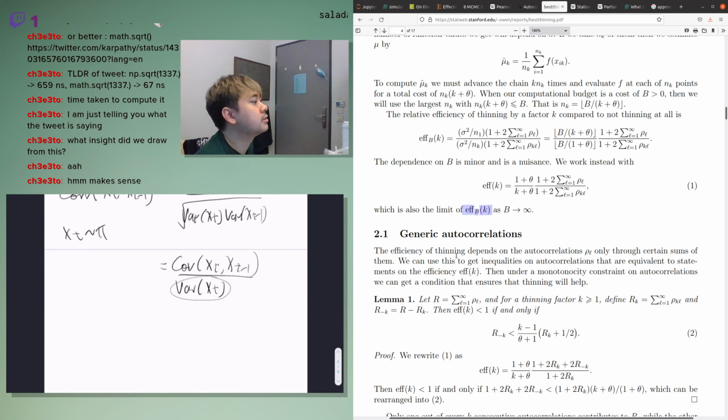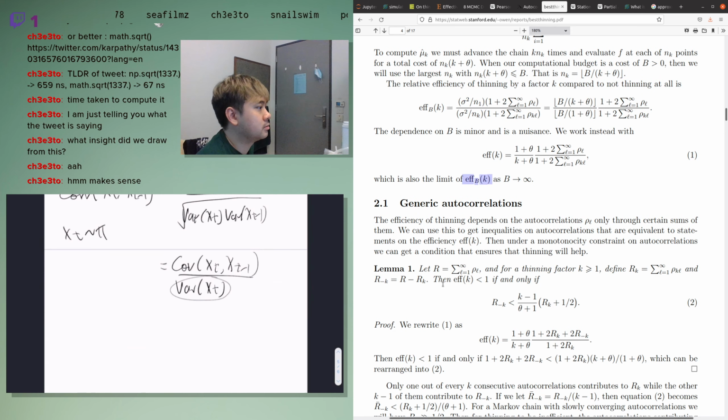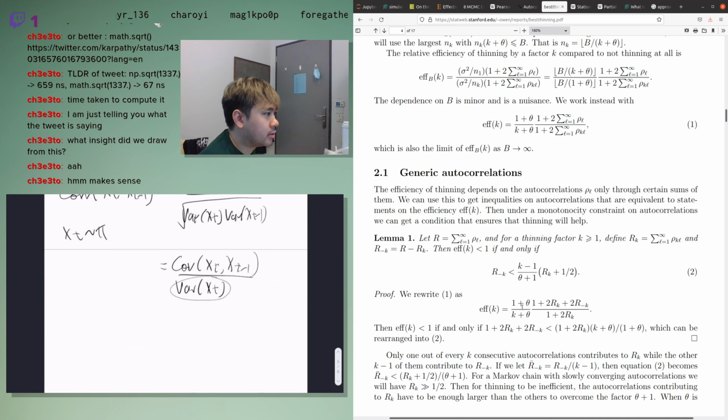Monotonicity constraint can get a current condition that ensures that thinning will help. Let R be the sum for a thinning factor k greater than 1, define Rk, and R minus k equals R minus Rk, then effective efficiency of k less than 1 is equal to. So this is just moving things around, maybe. Rewrite 1 as k.